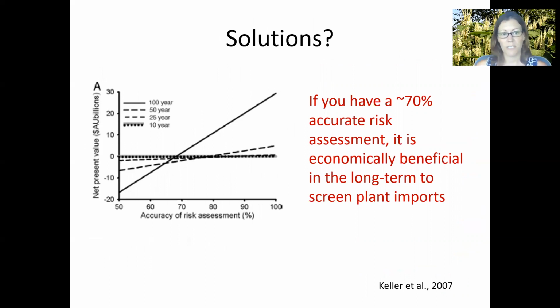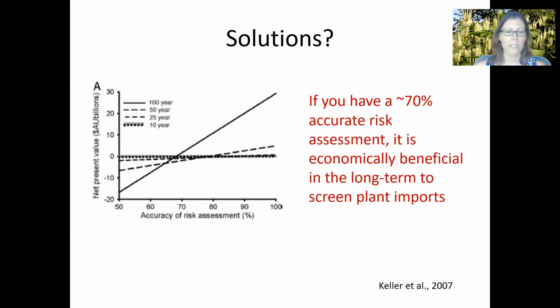This is one that was done for Australia. It's a model assessment that says, over time, this is the accuracy of your risk assessment. So 100% accurate is the right side. 50% accurate means that about half the time you miss an invasive species and let it in. And then the little colors on here are basically your time frame.